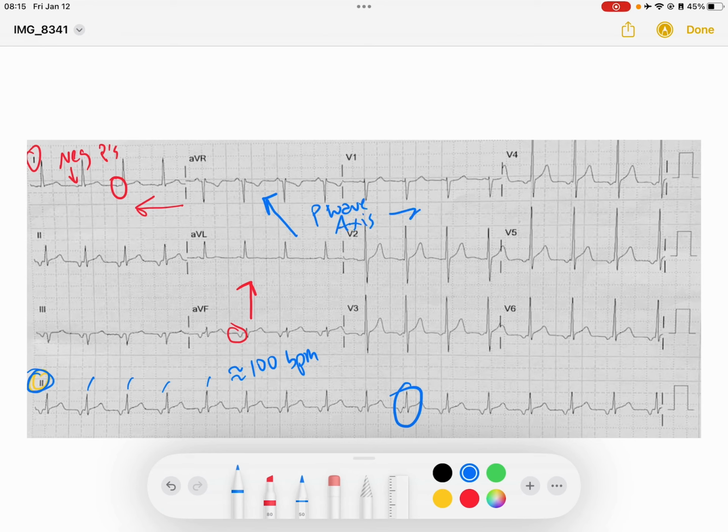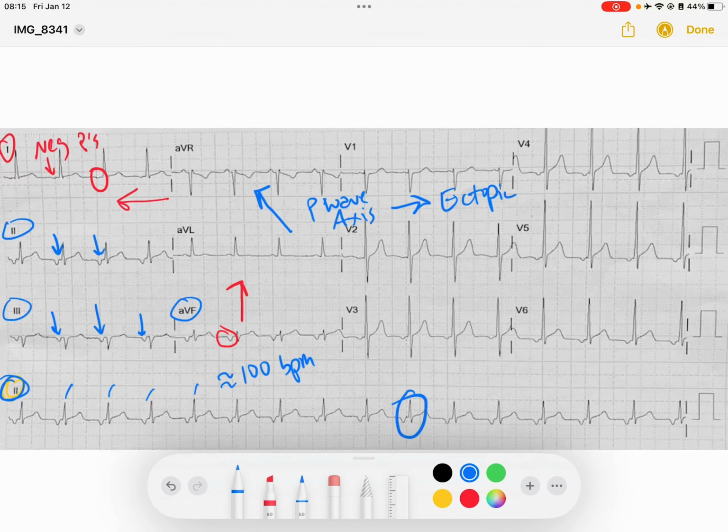And that is very much ectopic, right? A good way you can see this is that in all my inferior leads, 2, 3, and aVF, we should have an upright P wave, but notice all the P's are downgoing. My PR interval is normal. It is between 120 and 200 milliseconds, which tells me that my AV node is working appropriately.